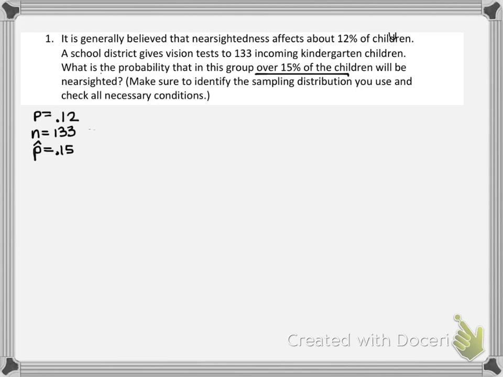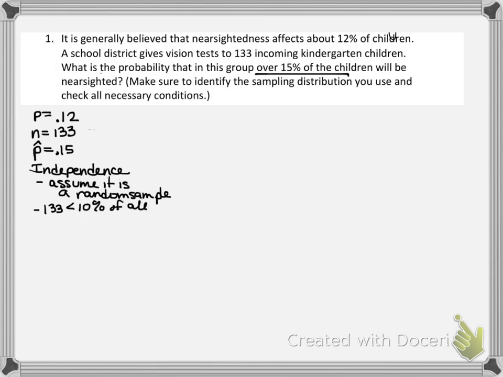First thing we want to check is independence. They don't tell us that they gave us a random sample, so we're going to assume it's a random sample. Also, 133 children will be less than 10% of all kindergartners.